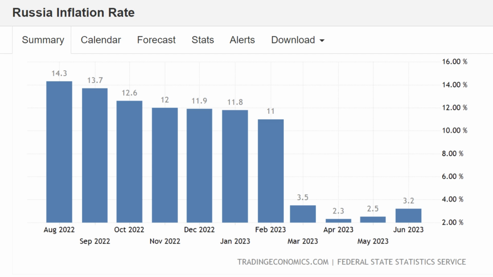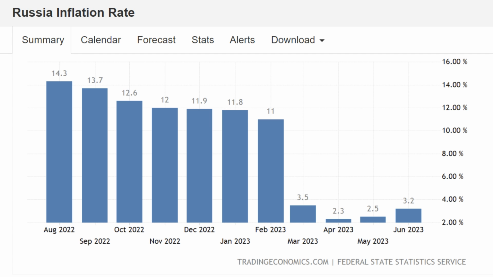However, this chart shows the official rate of inflation published by the Russian authorities over the last 12 months. So you can see that this time 12 months ago, the official rate of inflation was 14.3%. However, between August 2022 and April 2023, there was a consistent fall in the level of inflation.